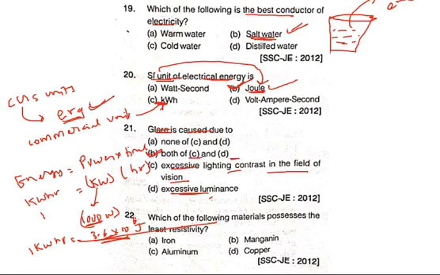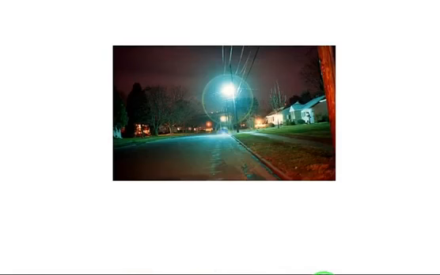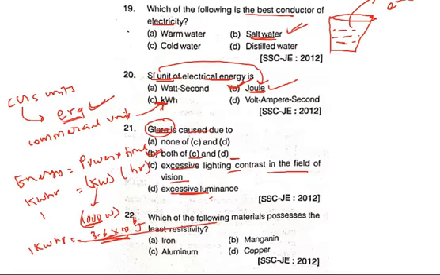How does glare appear to be? Just have a look at this. For better understanding, I am showing this. This is a glare. Excessive luminance. We are unable to see the object when it is like this. Excessive lighting contrast. Glare means this is the case. Lighting will be like this. Just for understanding, I am showing this.